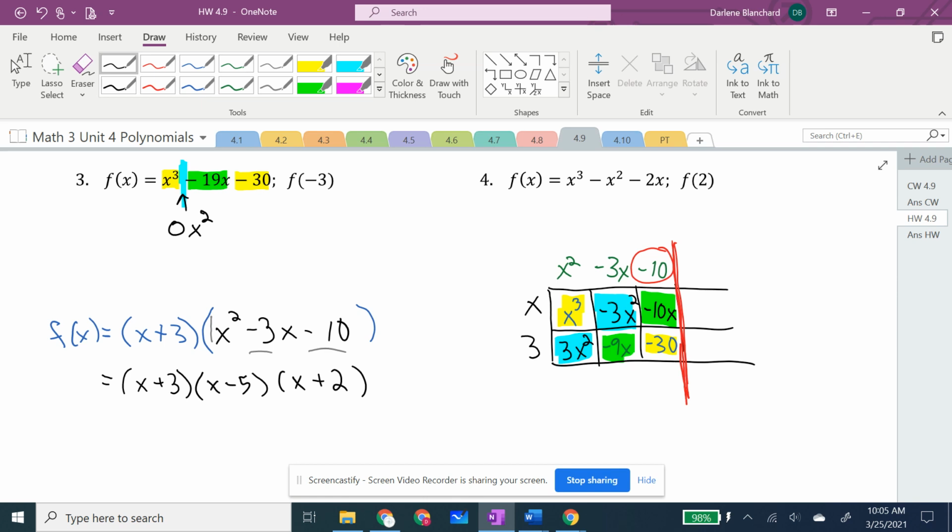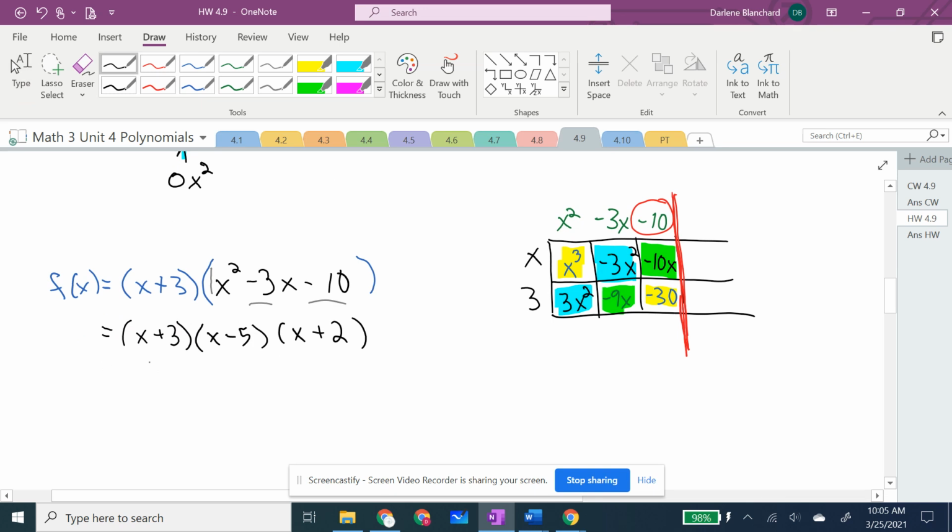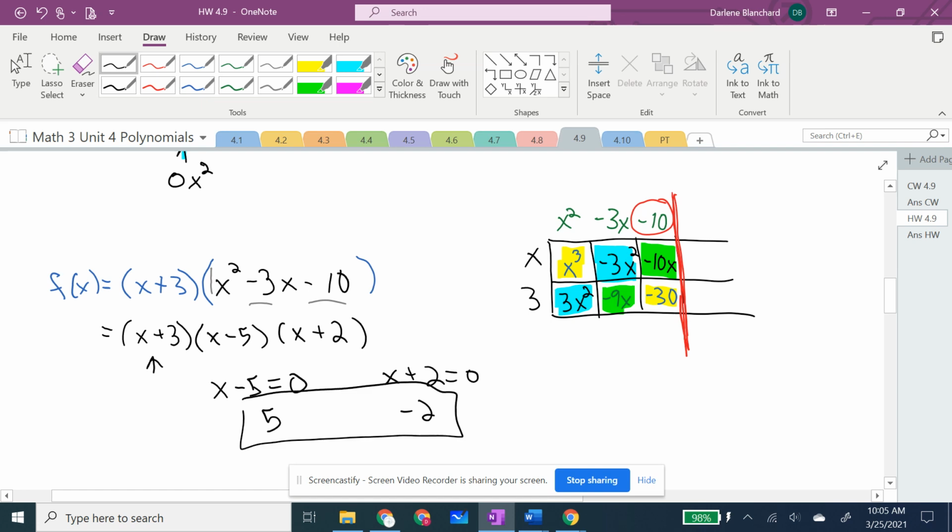I'm ready to now say what the remaining zeros are. I already knew the 0, negative 3. And now I can find the other two by looking at what makes x minus 5 equal 0 and what makes x plus 2 equal 0. And that would be positive 5 and negative 2. And so those are my remaining zeros.